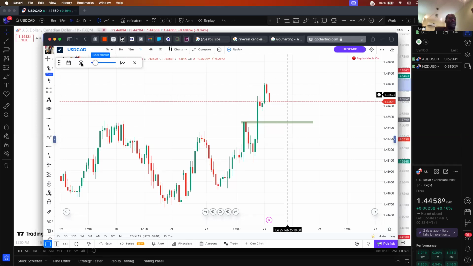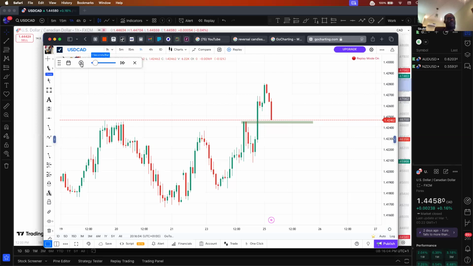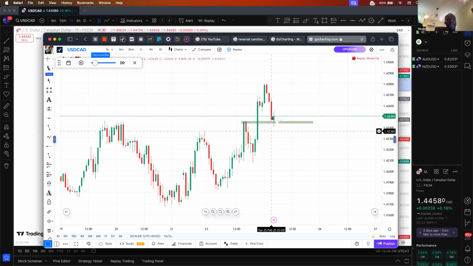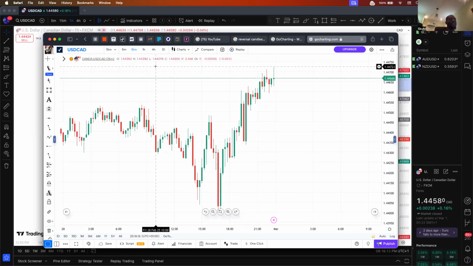So what we do in this case is wait for price to tap into that level. Price has not tapped yet. Now, this candlestick has tapped into that level. We drop to the 15 minutes time frame to look for that bullish pin bar candlestick. That's the hammer candlestick. So let's see if we actually got it.